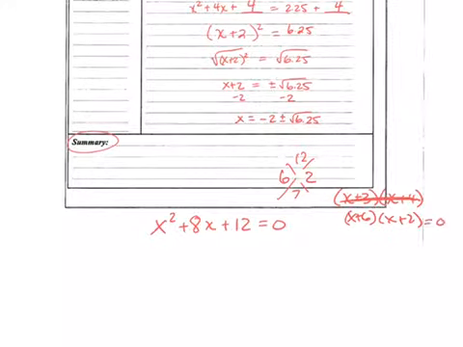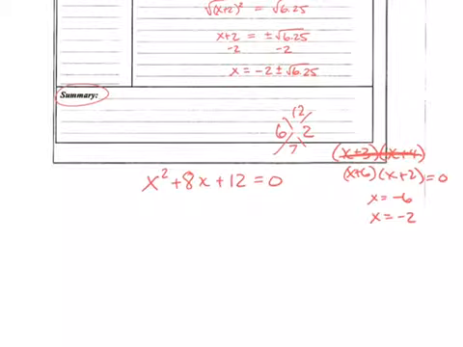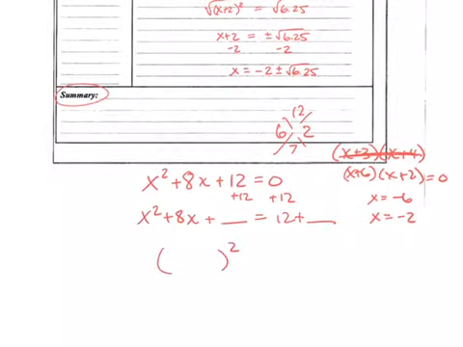I know my solutions then, real quickly, are x is equal to negative 6 and x is equal to negative 2. So let's say we wanted to do this by completing the square. My first step would be to move that 12 to the other side. Give myself this blank. Now in order to figure out completing the square, half of 8 is 4. So this becomes x plus 4 squared. 4 times 4 is 16.